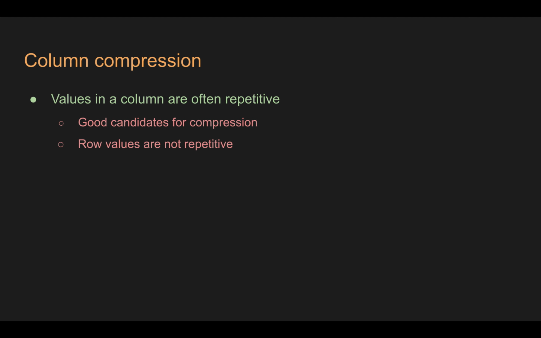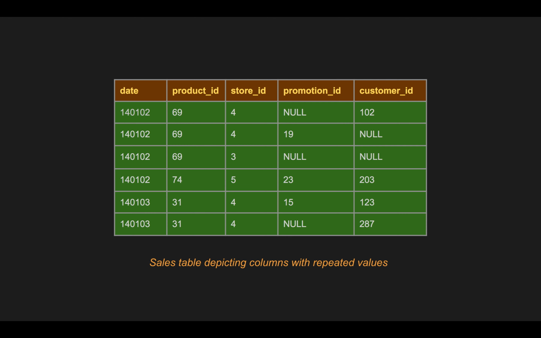Another property of column-oriented storage is that it often lends itself very well to the compression of data. If we take a look at the sequence of values for each column in this table, they look quite repetitive, which is a good sign for compression. For example, in the product ID column here, the value 69 is repeated 3 times, and 31 is repeated 2 times. The same can be observed for the other columns also. For example, in the store ID column, we also have a lot of repeated values. We can use this property of columns having repeated values for compression.